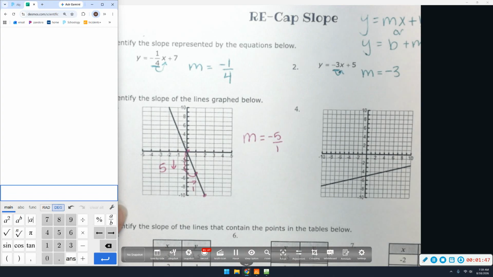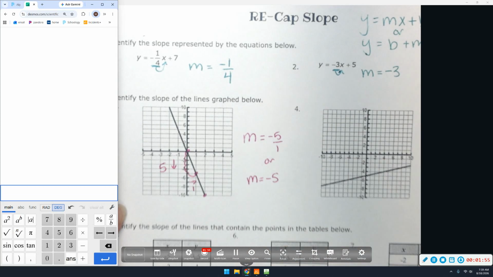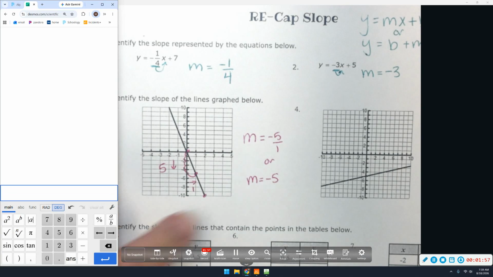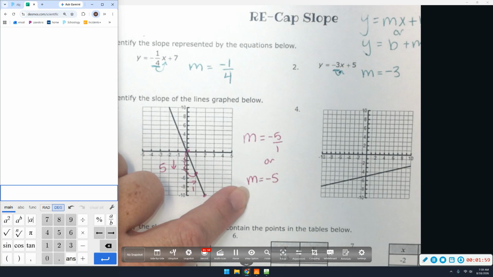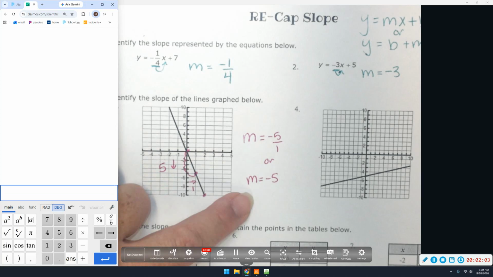So my slope is negative 5 over 1. Now, what's negative 5 divided by 1? What kind of 5? Yeah, so this is the same thing as saying negative 5. Okay, if we truly simplify it, this would be our answer. So we always write slope as a fraction if we're graphing. That's why it goes from this to this, okay?